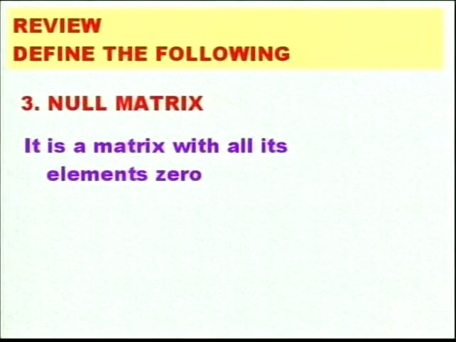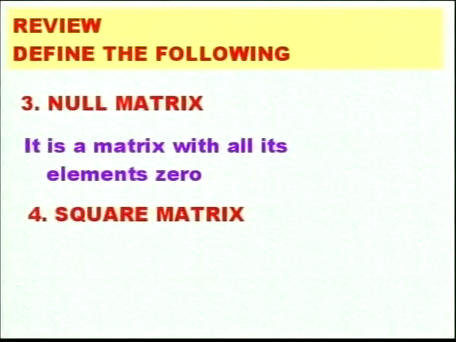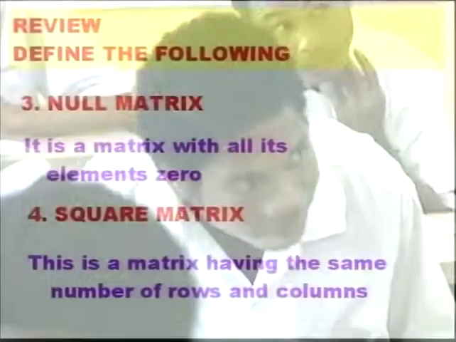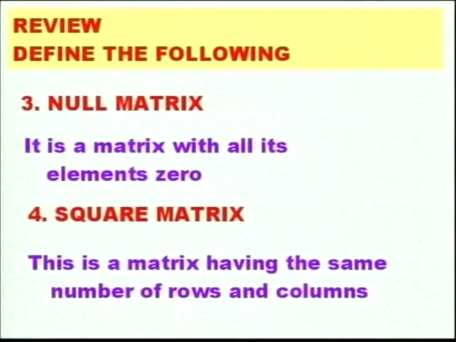Gabriel, number four, you have to tell us what the fourth type of matrix is and define it. The fourth matrix is a square matrix. This is a matrix having the same number of rows and columns. Okay, good. It's a matrix having the same number of rows and columns, and that is a square matrix.